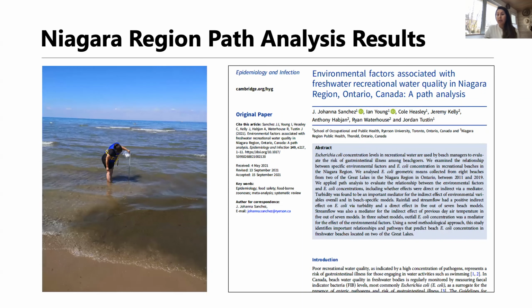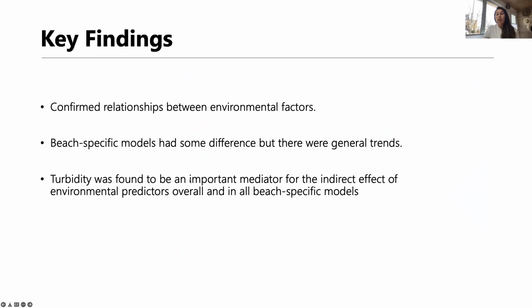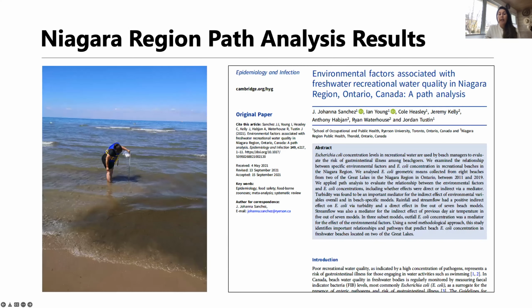So the results of this analysis are actually published, if you would like to read more about it, where we present the specific beach models. As I presented there, we see some of those trends are present at all the beaches, but we did see some differences at certain beaches. We found that, for example, turbidity was an important mediator for the indirect effects of environmental predictors in all beach models. However, not all the variables were present in all of them. We also confirmed some of the relationships of environmental factors that we hypothesized or have already been described in the literature, such as the positive effect of rainfall. And so, as I said, we see differences between the beach-specific models that we did see in general trends. Again, our results are published in the Journal of Epidemiology and Infection, if you would like to read more about that.